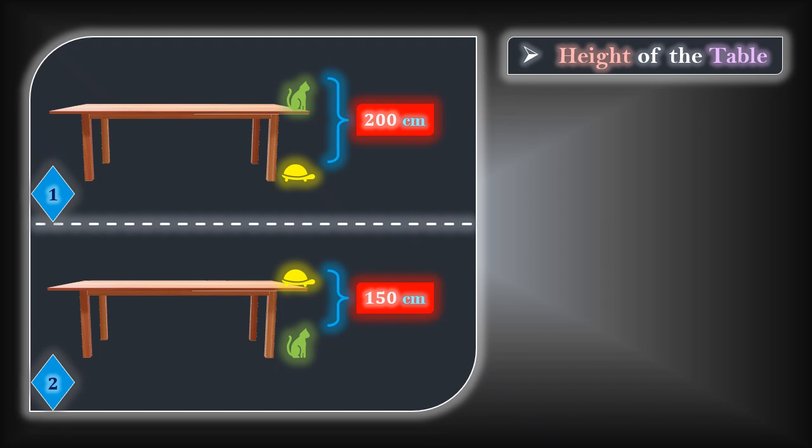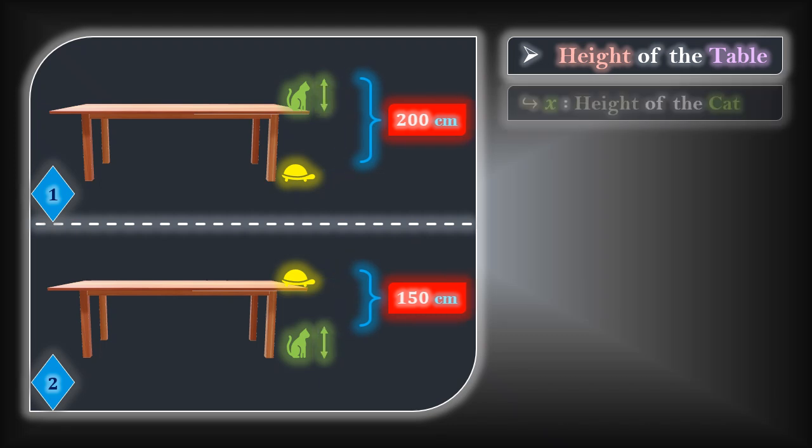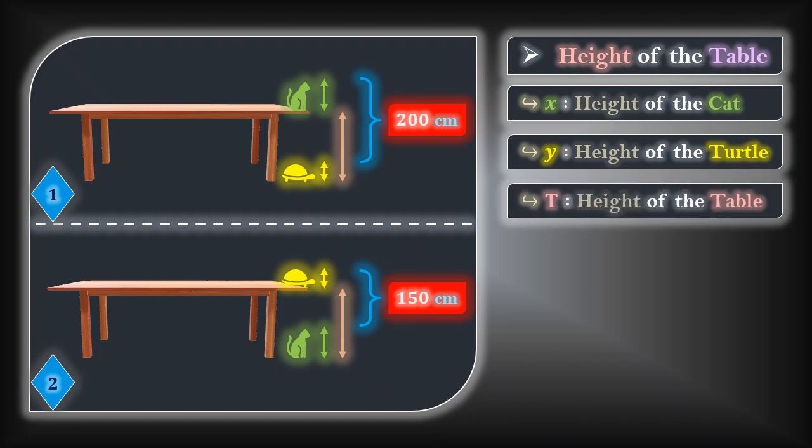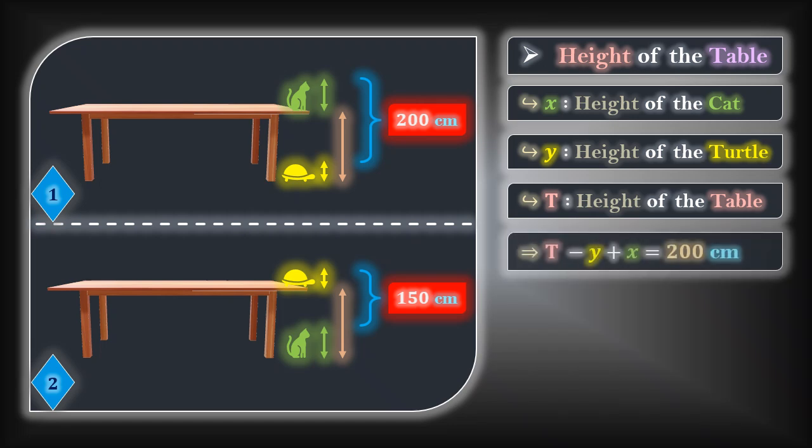We begin by denoting the height of the cat by the unknown value x. Next, we denote the height of the turtle by the unknown value y. Finally, we denote the height of the table by the unknown t, which is the quantity we are trying to determine. According to the first diagram, the height of the table minus the height of the turtle plus the height of the cat is equal to 200 centimeters. Thus, we obtain the equation t minus y plus x is equal to 200 centimeters.